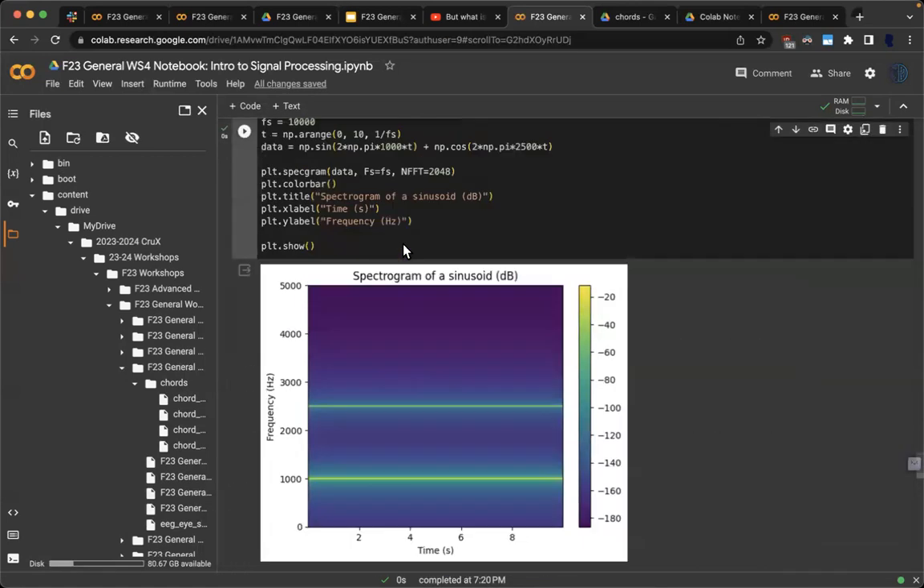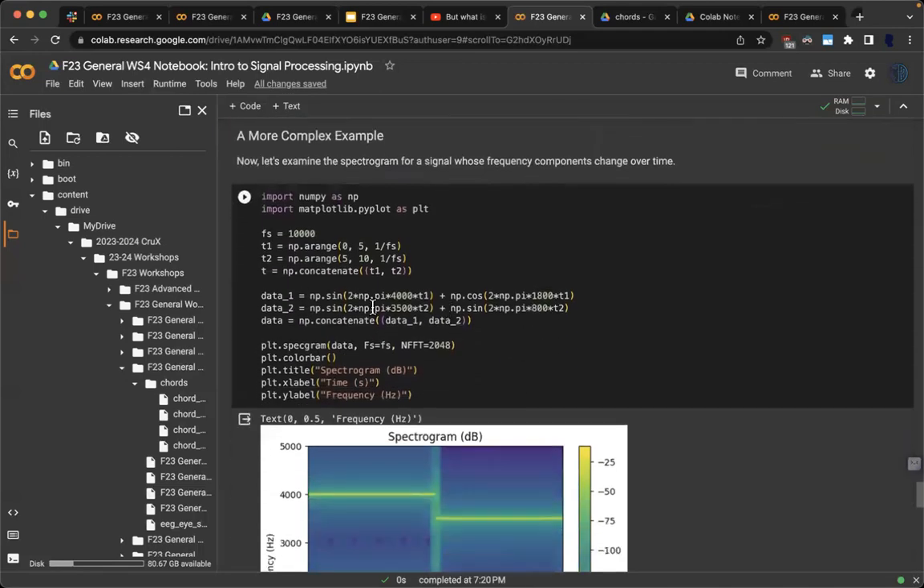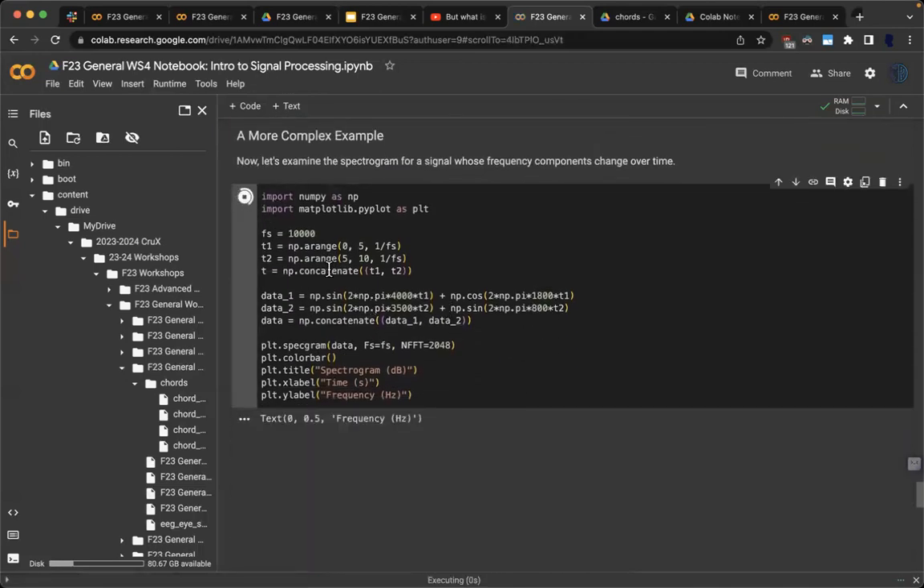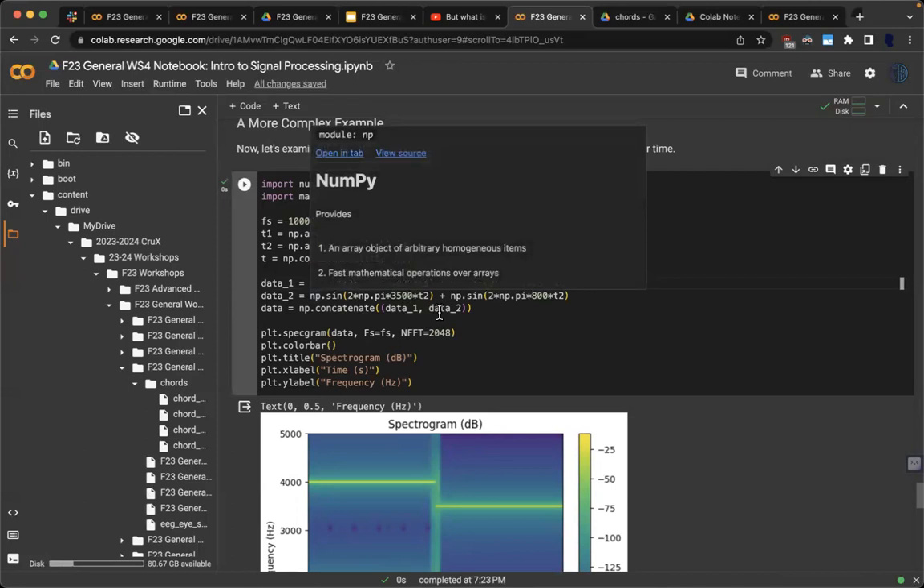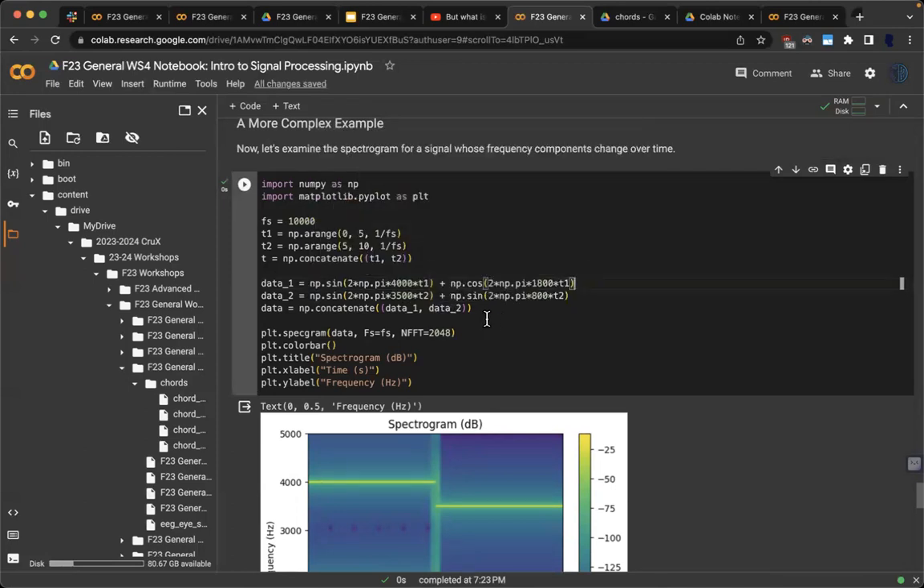Yeah, the axis is off here, but that's okay. Okay, and so again, if we look at a more complex example, here essentially what we're doing is we have two separate waves. So here, data 1, we have this sinusoidal wave composition, and data 2, we have a separate composition. And then we're effectively just concatenating them together, which means mashing them together. So we have two separate waves with two distinct frequency profiles connected here.